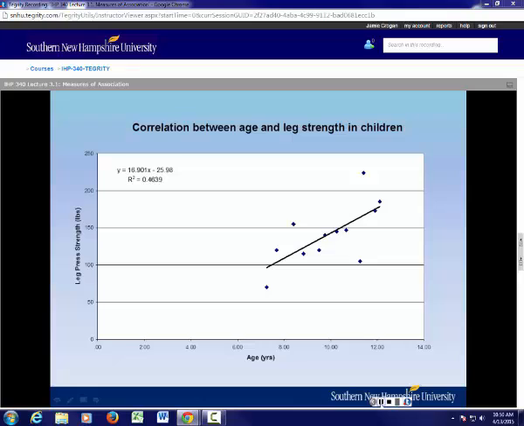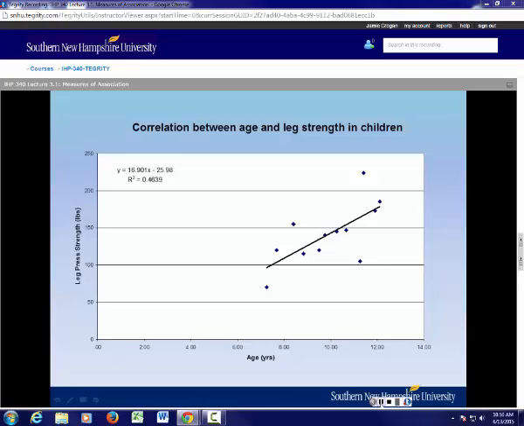We measured how strong their legs were. We measured their leg press strength. This is on one particular machine, which is the leg press. And then we made note of their age. And so what we wanted to see was whether age and leg press strength were related. And we had the computer put a line of best fit through the data. And so that's what that diagonal line is.